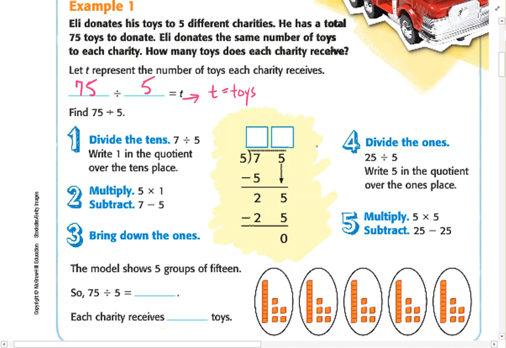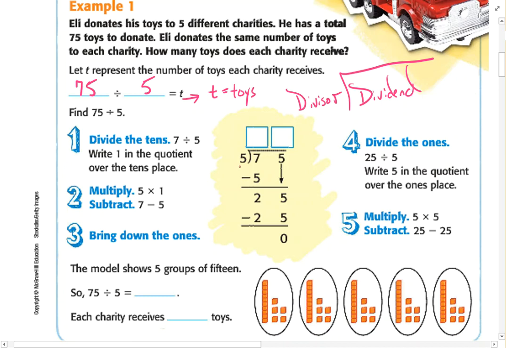When we divide, we're first going to say 75 divided by 5. The 75 is in the box. The dividend is inside the box, and then we have our divisor outside of it. 75 divided by 5. The 5 is doing the dividing.